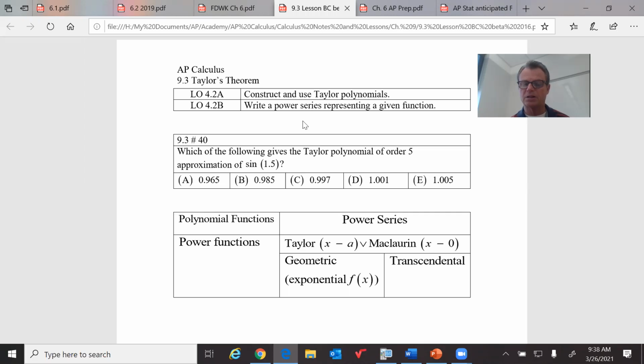You know enough about this to solve this question, and it's a calculator question. We're going to pause this and give you 2 minutes. Okay, so that's 2 minutes.